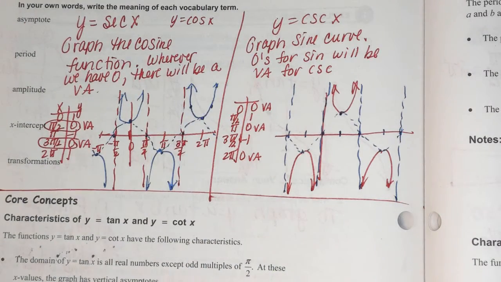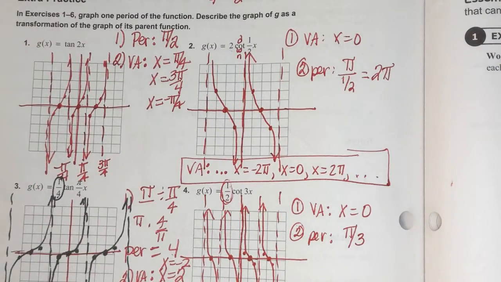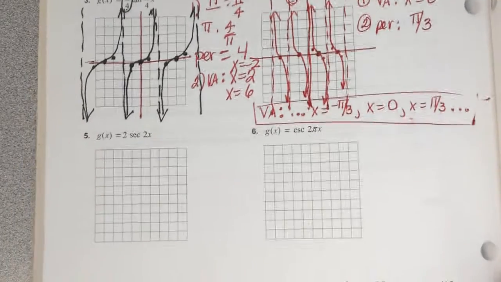All right. So now let's look at a couple that are more challenging. Let's flip over to our examples on page 266, and we'll finish up these last two.